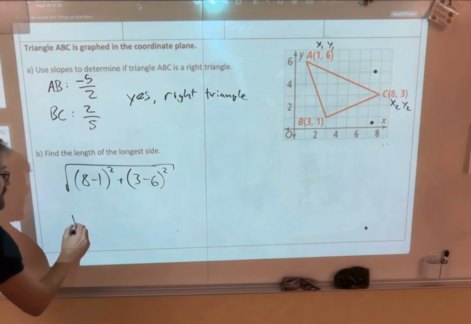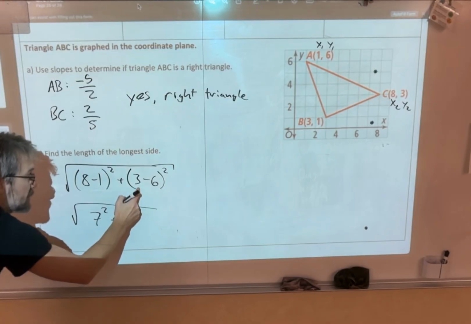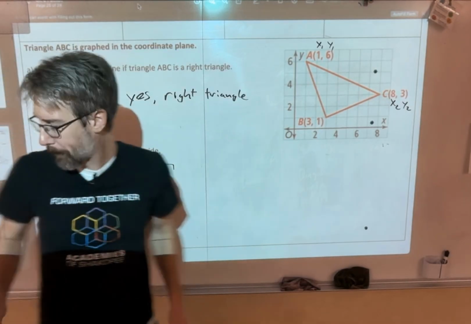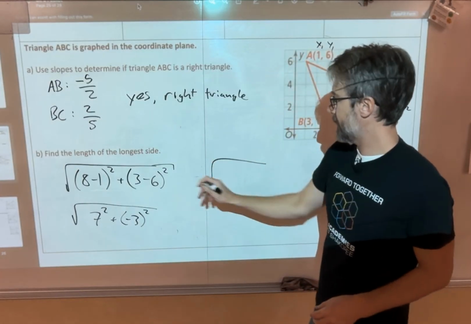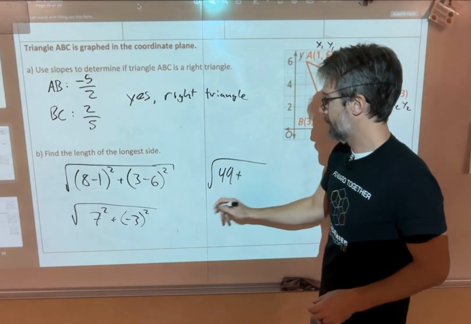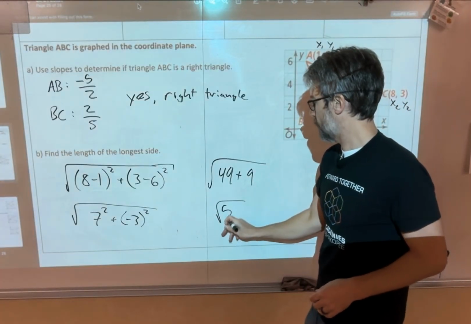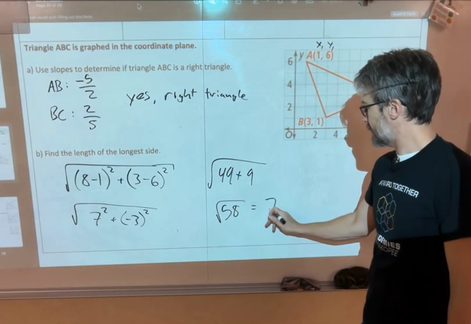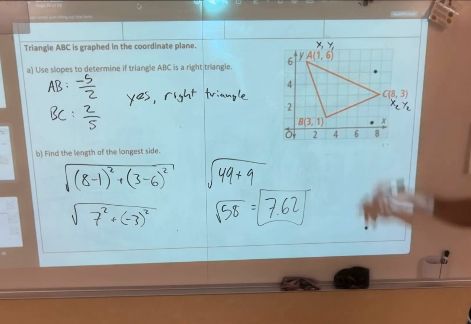If we start to simplify that, 8 minus 1 is 7 squared plus 3 minus 6 is negative 3 squared. 7 squared is 49, 3 squared is 9, so that is going to give us the square root of 58, which is 7 point something. It is 7.62, the length of our hypotenuse.